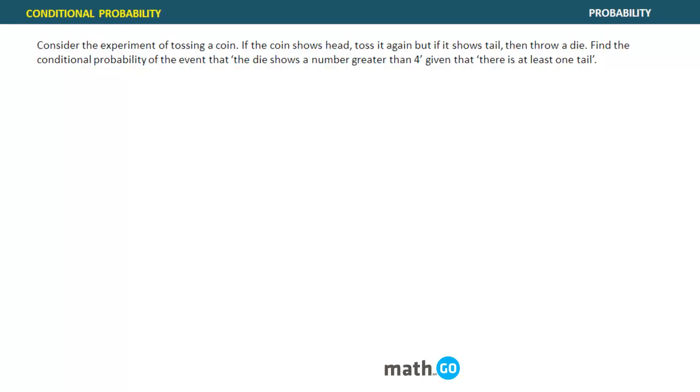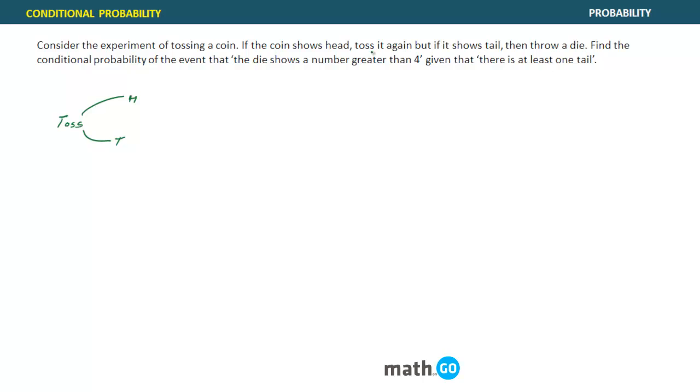Now let's take an example, and this example comes straight from your NCERT textbook, and I believe it's a very beautiful example to understand conditional probability. It says, consider the experiment of tossing a coin. That means you have tossed a coin. Let me write whatever is given to you. A toss has happened. Obviously, when a toss happens, you will get either a head or a tail, right?